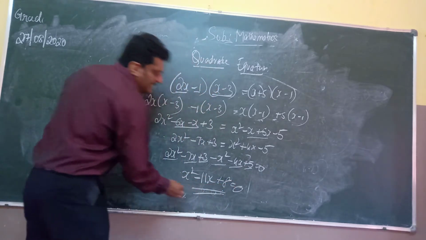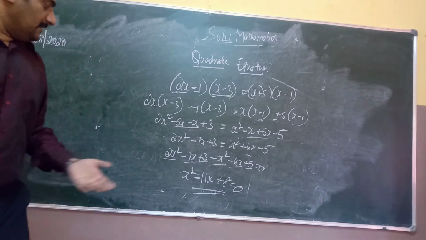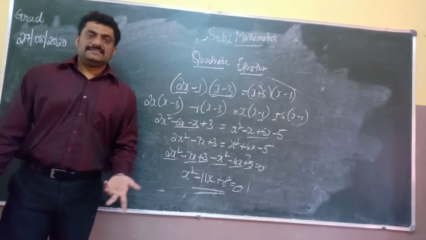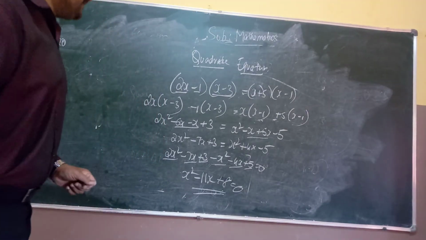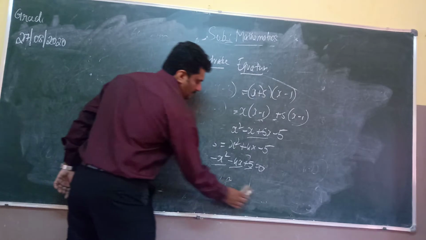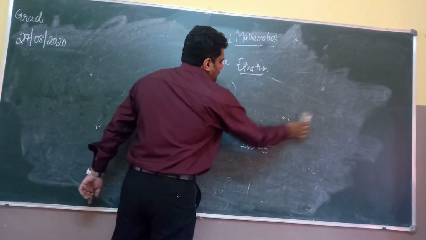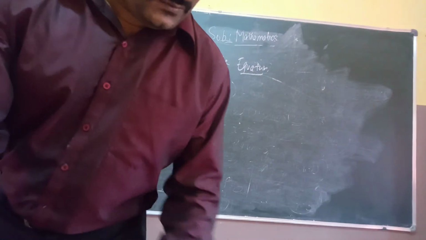Is this a quadratic equation? Yes, it is a quadratic equation. Why? Because the highest power is 2. This is how we check the quadratic equation. See, all these are simple multiplication of different variables. I'll do one more for you.